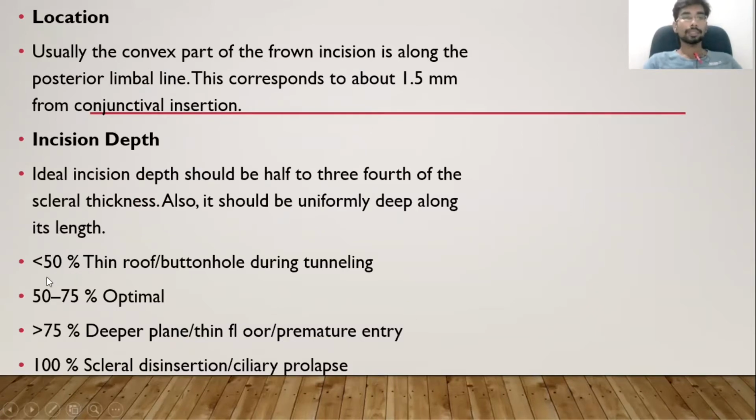If the incision is less than 50% of the thickness, it will cause a thin roof or buttonholing. 50 to 75% is optimal. More than 75% will cause a deeper plane and premature entry. A 100% incision causes scleral disinsertion.